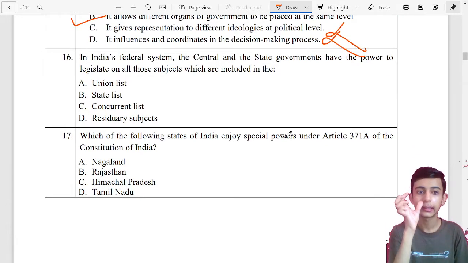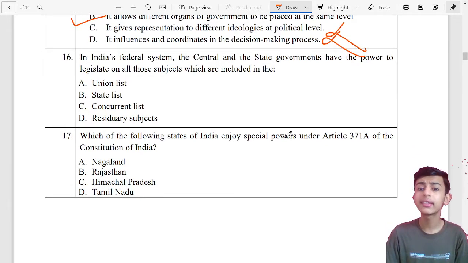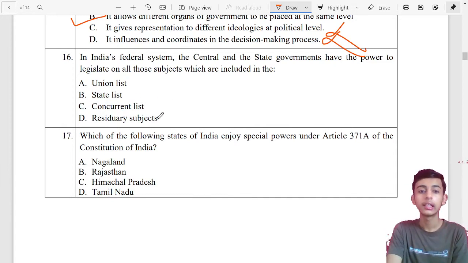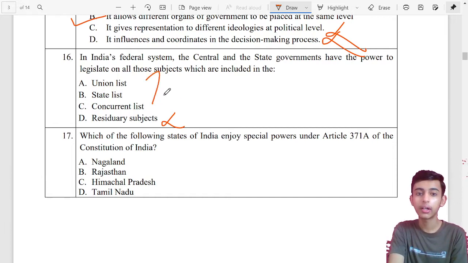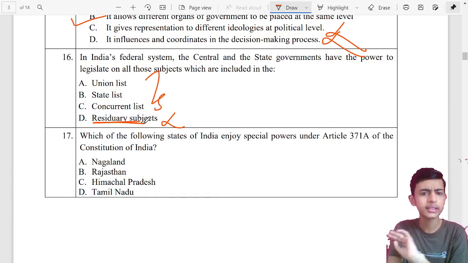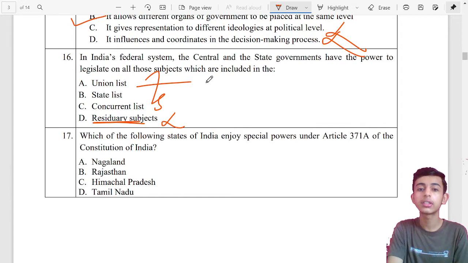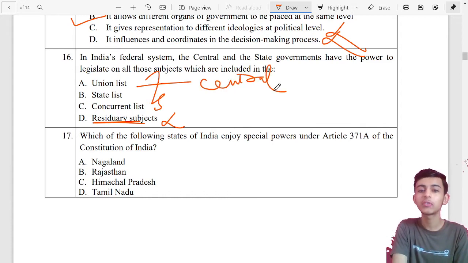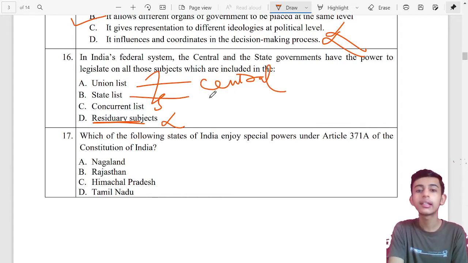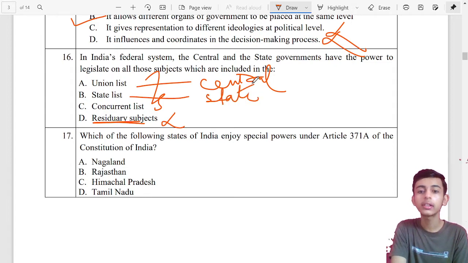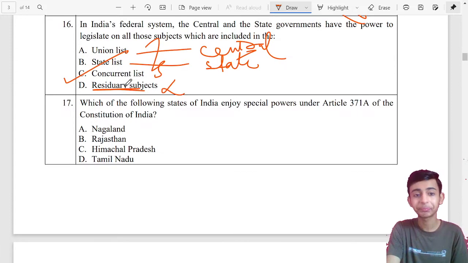Easy. 16. In India's federal system, the central and the state governments have the power to legislate on those subjects which are included in the union list, state list, concurrent list, or residual subjects. These three lists are only in our options. This eliminates the residual subjects. Union list is for the central government. I haven't taught you federalism yet; I will teach it very soon. State list is for the state government. Concurrent list is for both of them. So C becomes your correct one.